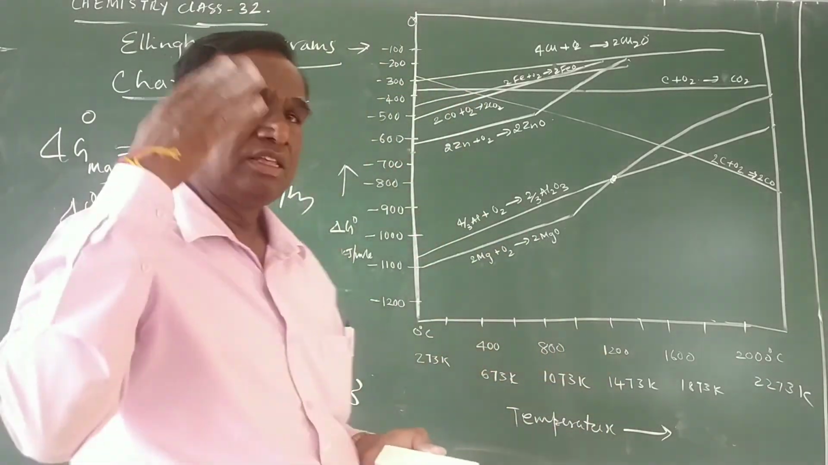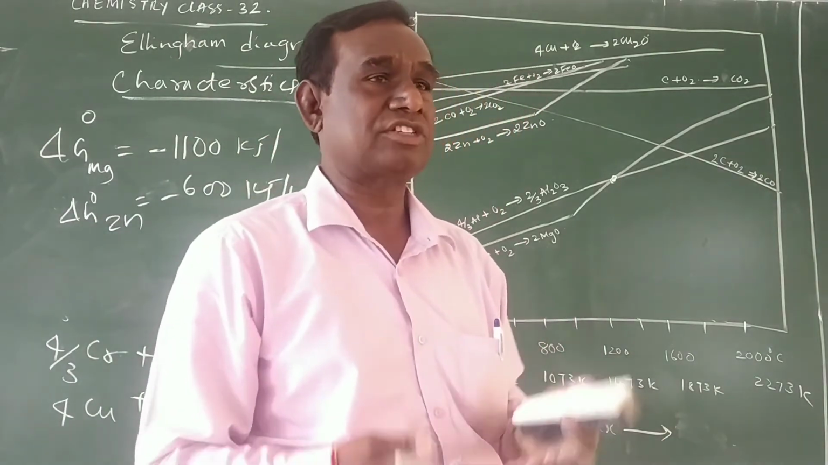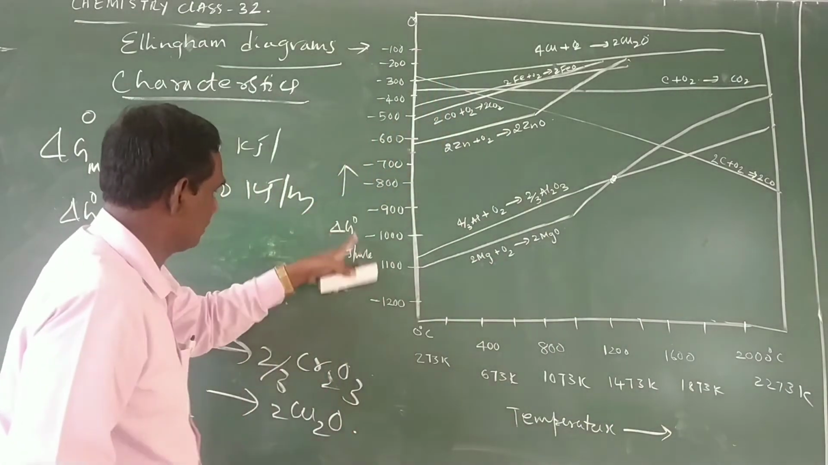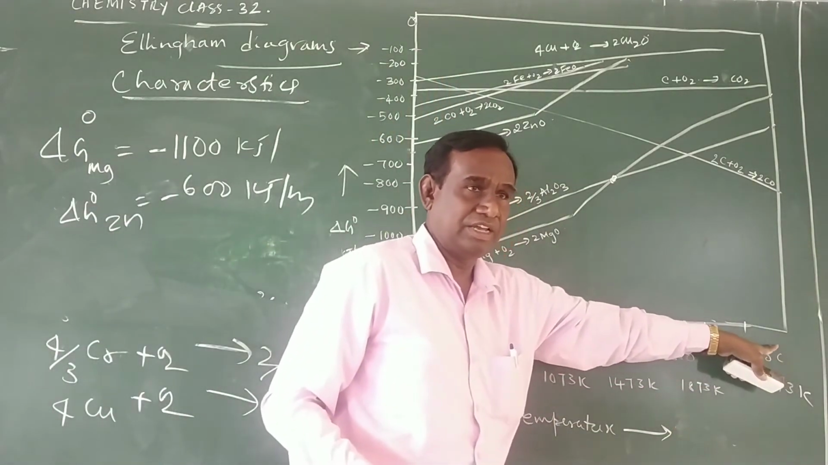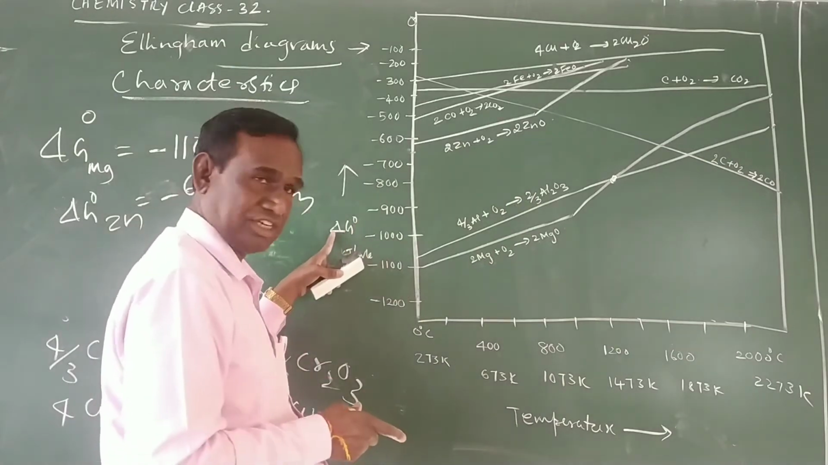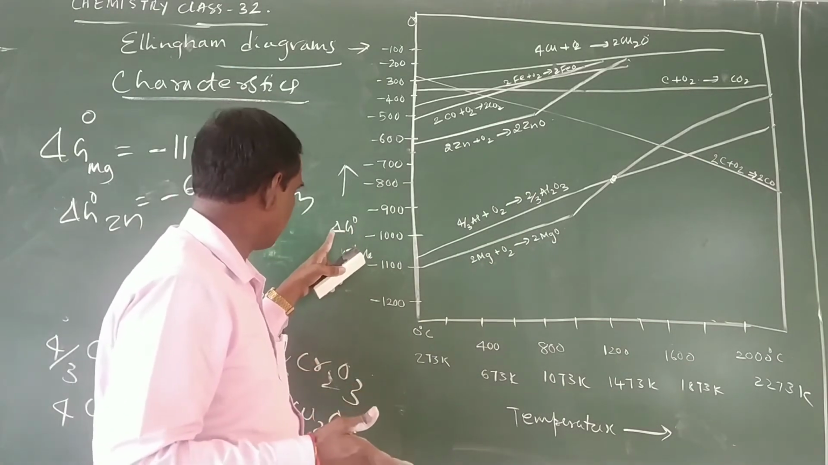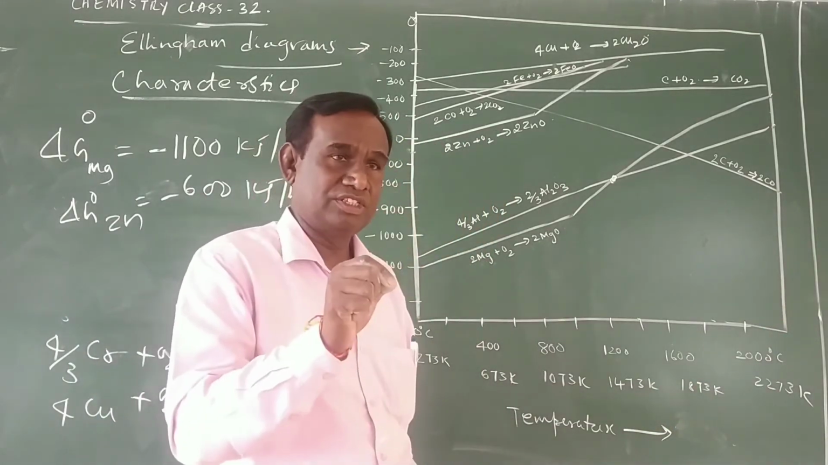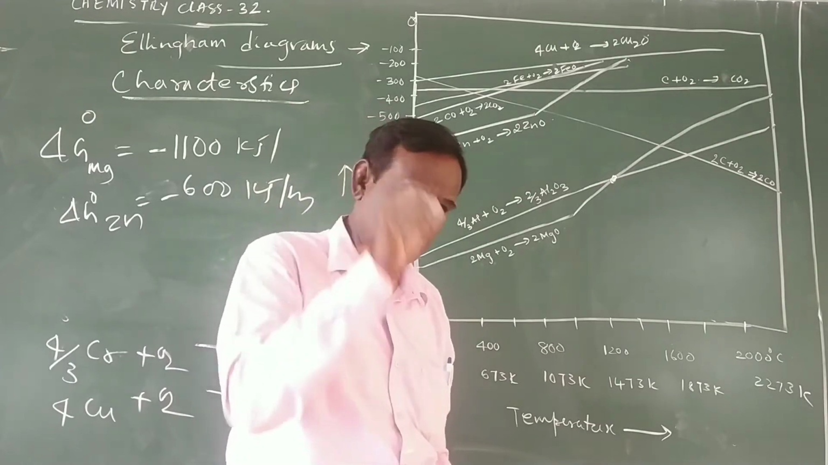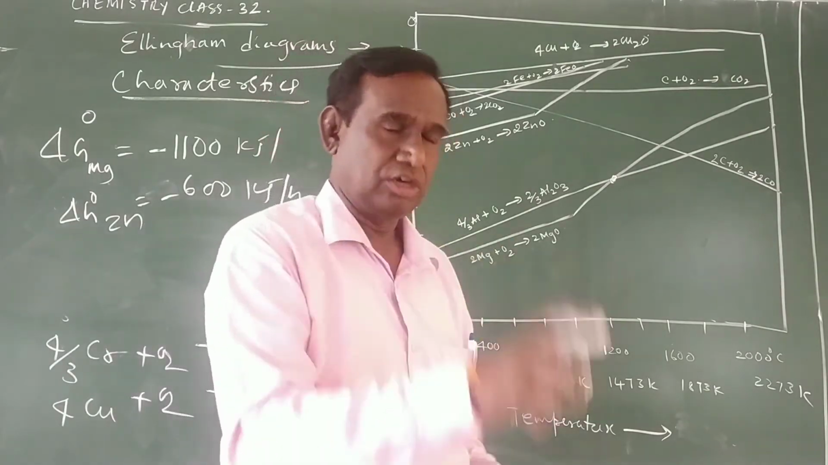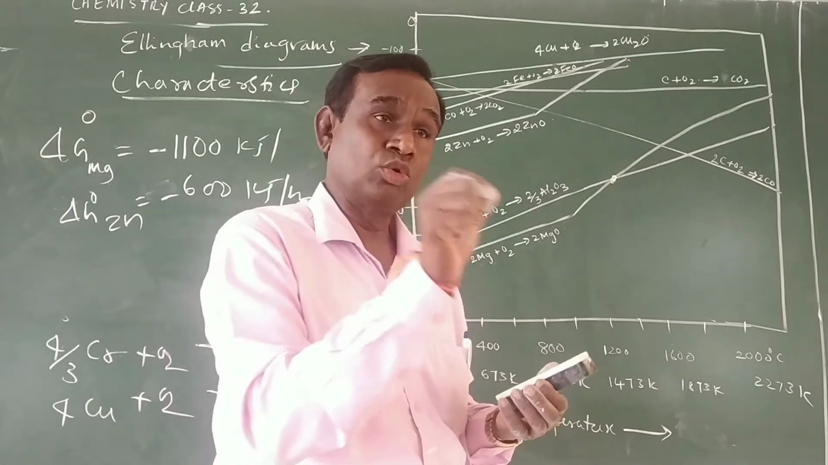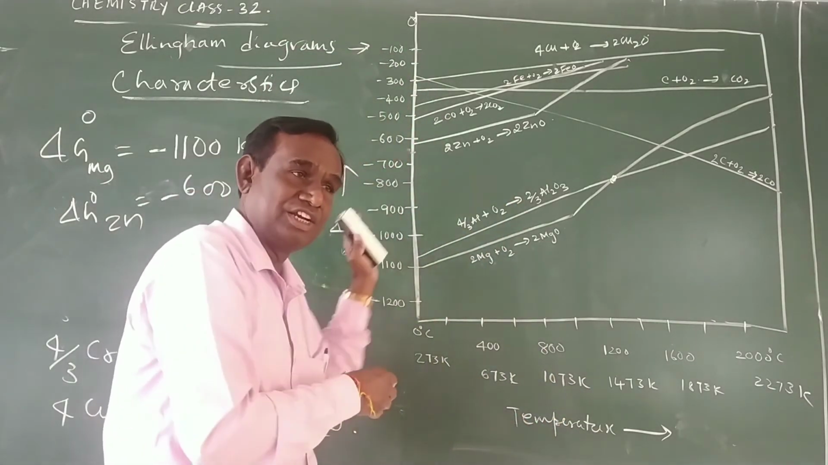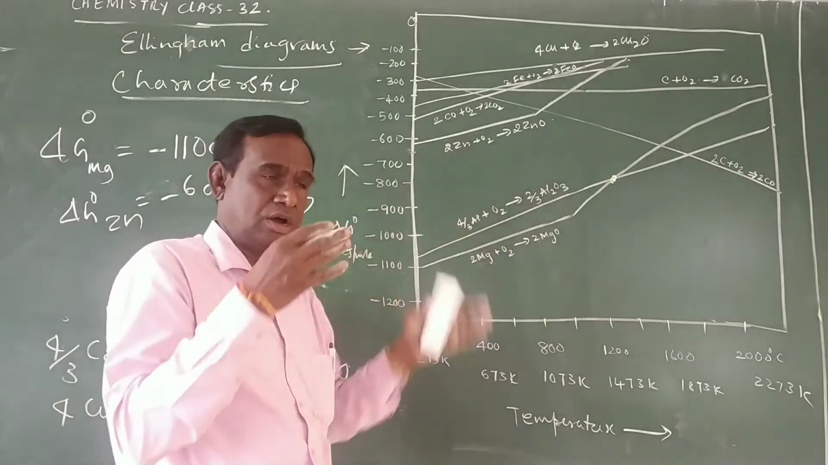What are Ellingham diagrams? Ellingham diagrams are nothing but the plots or the graphs which show the variation of delta G naught against temperature. Okay, these are the plots which show the changes of delta G naught against temperature. And then what is the use of these Ellingham diagrams? Ellingham diagrams are very useful to select the suitable reducing agent for the reduction of metallic oxide into what? Metal. Okay, so how do you select?